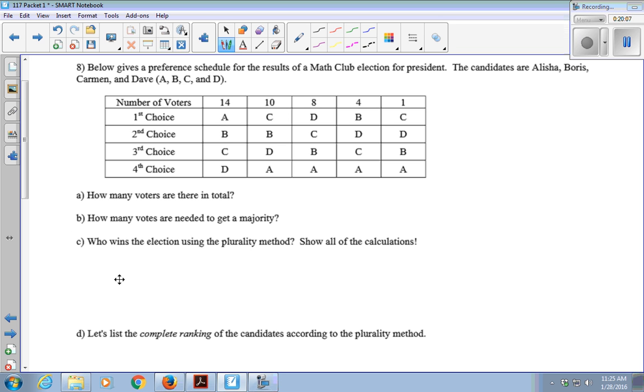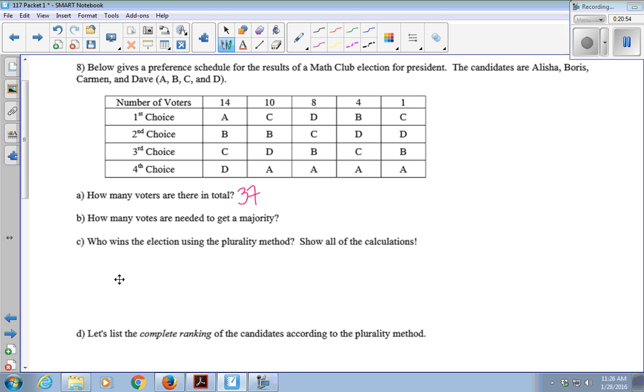All right, so we've got a preference schedule for the results of a math club election for president. And the candidates are Alicia, Boris, Carmen, and Dave, A, B, C, and D. Okay, so how many voters are there in total in this election? Thirty-seven, yeah. How do we get that? Added up all the numbers across the top. Yep. So 14 plus 10 is 24, plus 8 is 32, plus 4 is 36, plus 1 is 37.